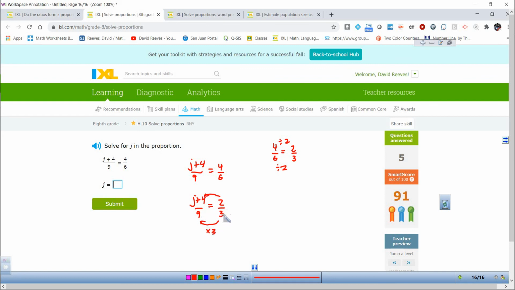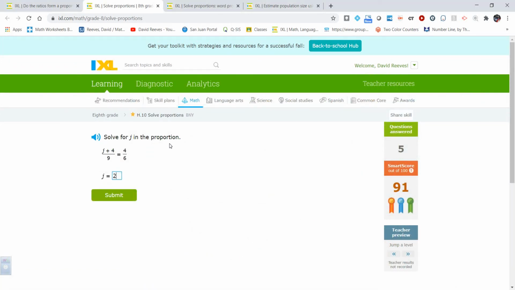Do you agree that 9 is 3 times as big as 3? If you don't, I'm sorry, you're wrong. 9 is 3 times as big as 3. So this must also be 3 times as big. So what does it have to be? Well, 2 times 3 is 6. So we know that 6 over 9 is what it has to be, because it has to be 3 times as big on the top and the bottom if they're going to be equivalent ratios. So j plus 4 has to equal 6. Hey, that sounds familiar. j is equal to 2. Didn't we just have an answer of 2? I guess they're keeping the numbers nice and small to be nice to us.